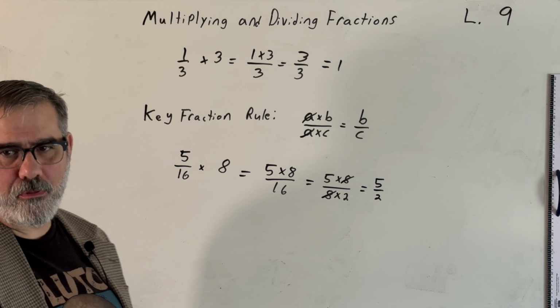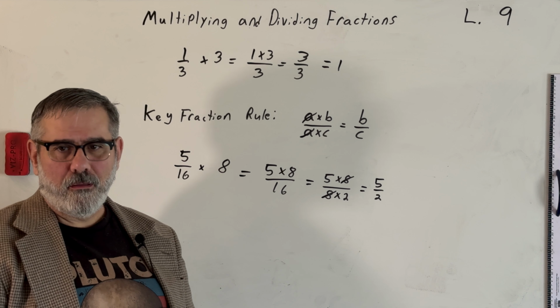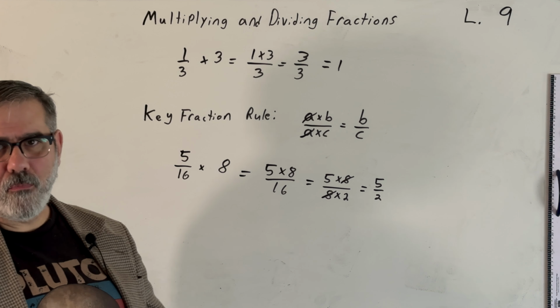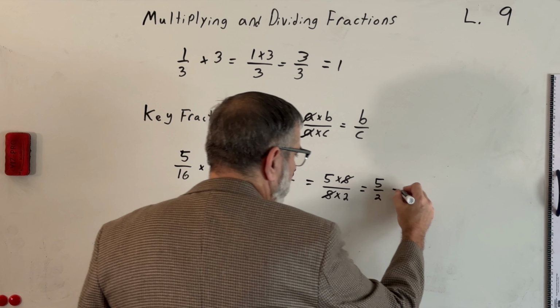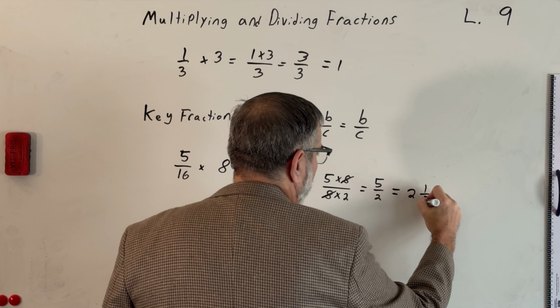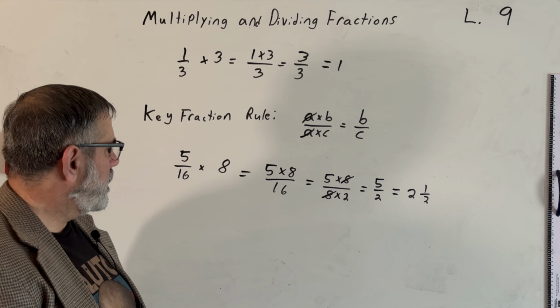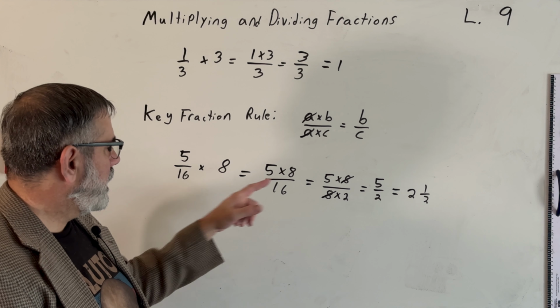Can anyone tell me what mixed number that is? That's a pretty easy one. 2 times 2 is 4, and 1 more makes 5, so that would be 2 1/2.